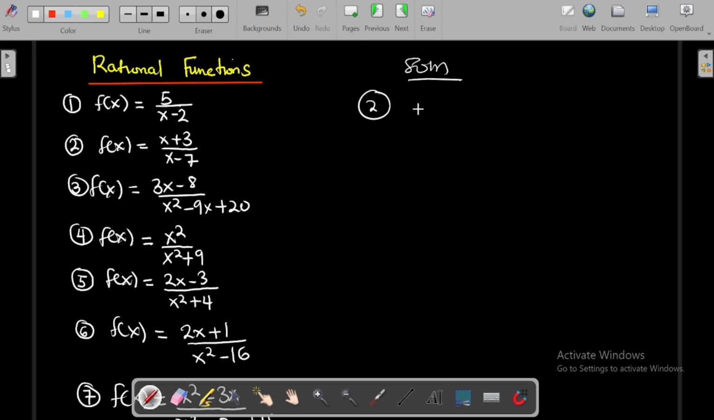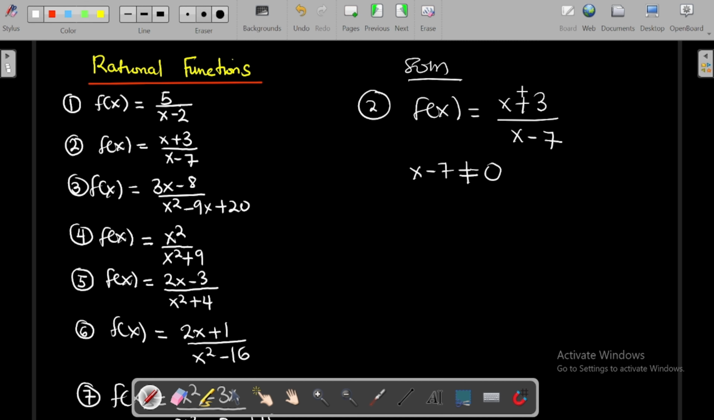Our second question is f of x is equal to x plus 3 all over x minus 7. Now you notice that this is also a rational function, right? And for rational functions, what we do is we set the denominator not equal to 0.